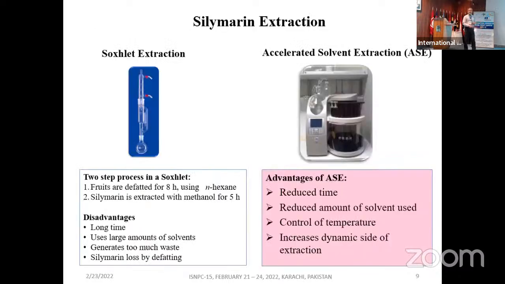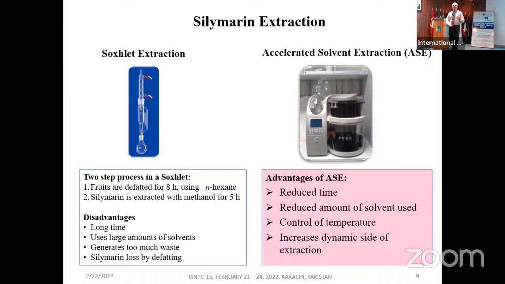Then we began extraction of silymarin from the pericarp of the fruits by using a method called ASE, or accelerated solvent extraction, in contrast to the conventional method, which is successive extraction, based on two-step production. First, defatting, removing the fats from the seeds by treatment with normal hexane for 8 hours. Then extraction of silymarin by methanol for 5 hours.